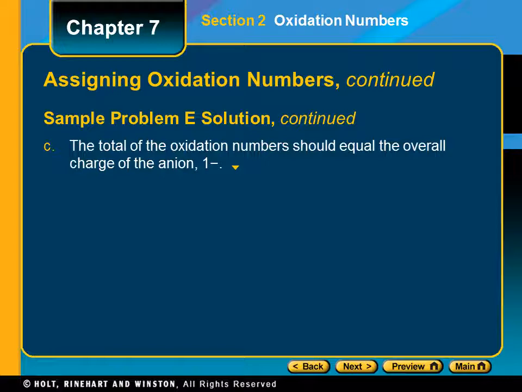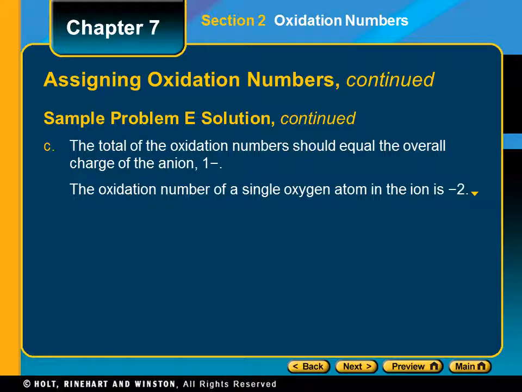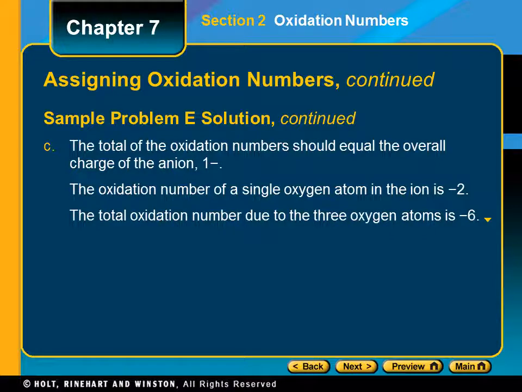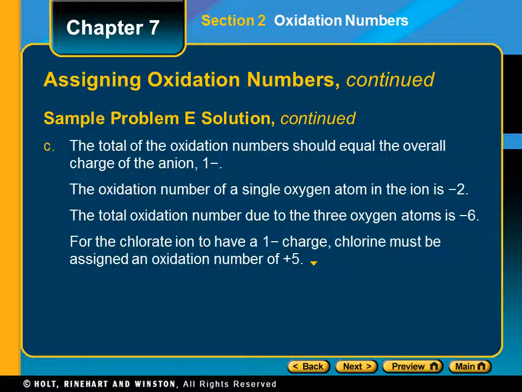The total of the oxidation numbers should equal the overall charge of the anion, -1. So, this is for C. The oxidation number of a single oxygen atom in the ion is -2. The total oxidation number due to 3 oxygen atoms is -6. For the chlorate ion to have a -1 charge, chlorine must be assigned an oxidation number of +5. There you go.